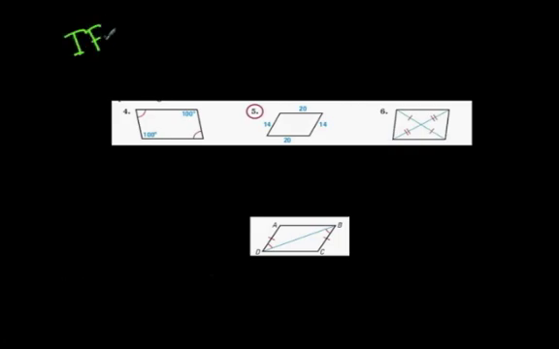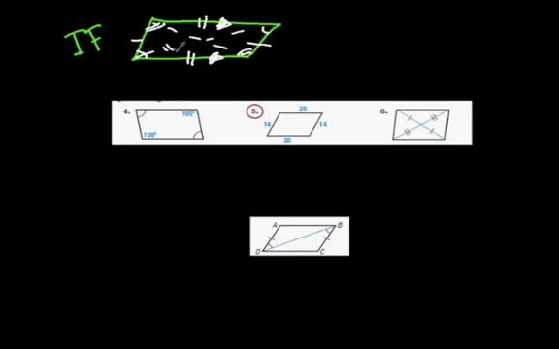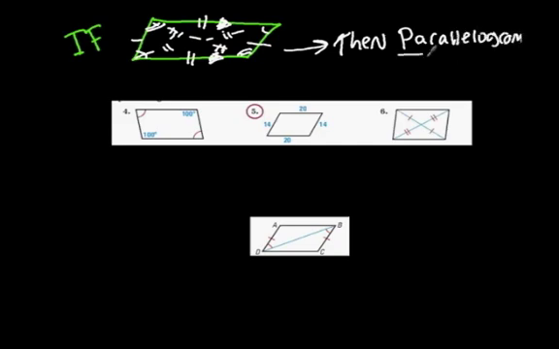Now we're doing the reverse. Now we're saying, if we have some type of quadrilateral where all those special things are going on, like this is congruent to this, and that's congruent to that, that's parallel to that, if this side is congruent to this side, and this side is congruent to this side, and the diagonals bisect each other, then we have a parallelogram. Before, we said parallelogram, then we got this. Now we're saying if we have this, we have a parallelogram. The converse is also true.